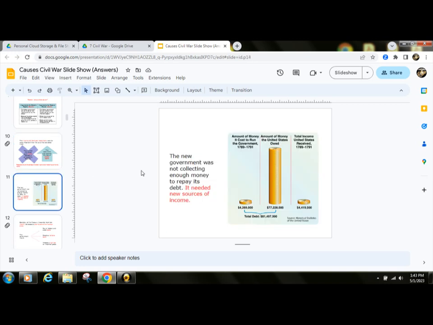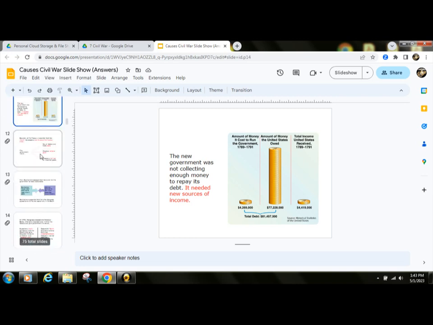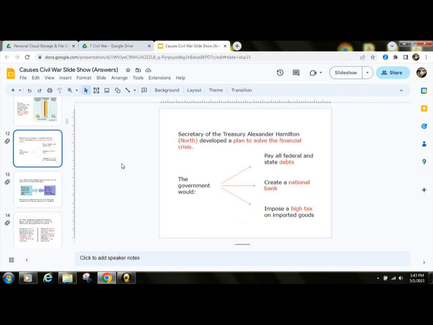When you look at the debt we owed, our new government wasn't collecting enough money to repay its debt. You can see by the visual that we owed a substantial amount of money. Our Secretary of the Treasury, that was Alexander Hamilton, he's from New York, the North. He developed a plan to solve the financial crisis. So this is all during George Washington's administration.